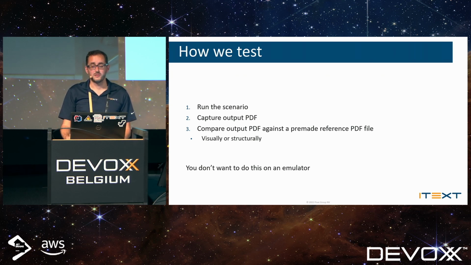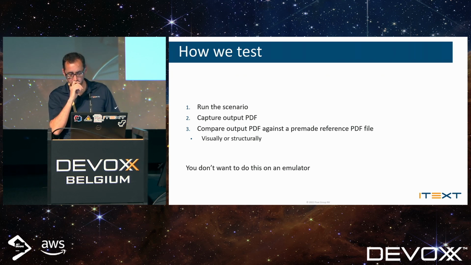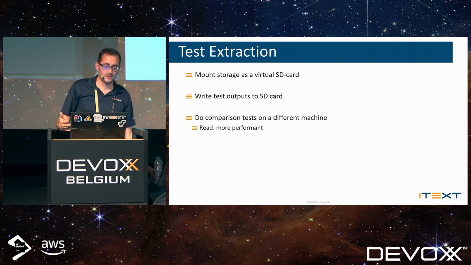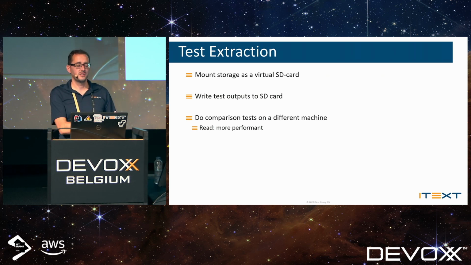First of all, the emulators aren't as fast as normal machines, normal hardware, and they are a bit limited in their capabilities. So what we did is we mounted a storage as a virtual SD card. Makes sense, right? You write the test outputs to the SD card, and you don't do the comparison on the machine. You extract the PDF files, and then you do the comparison off the machine, on a different machine, on your normal build agents. And this is more performant because you can now utilize all your normal AWS agents that you have in your build.